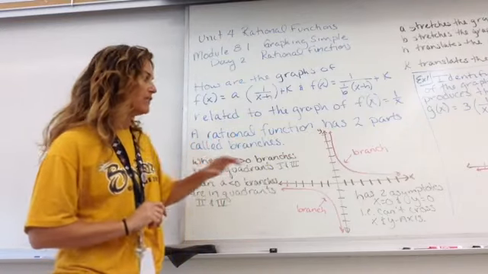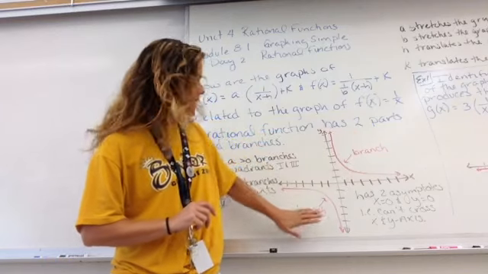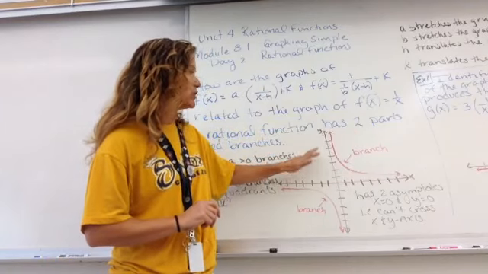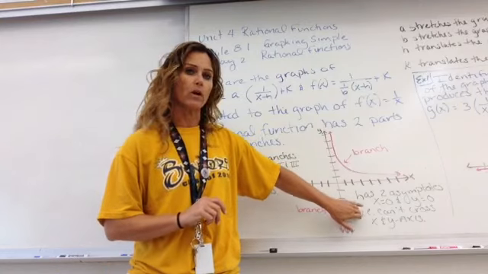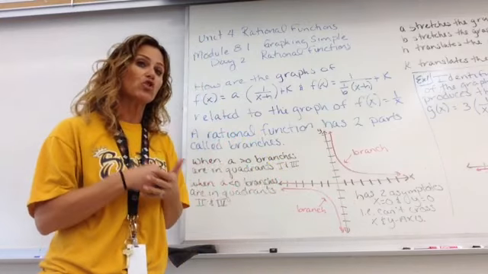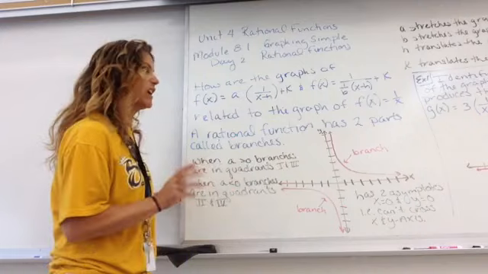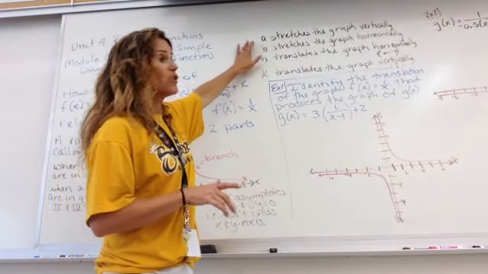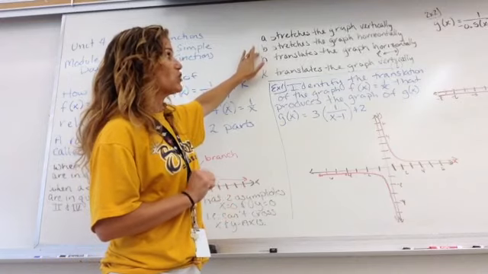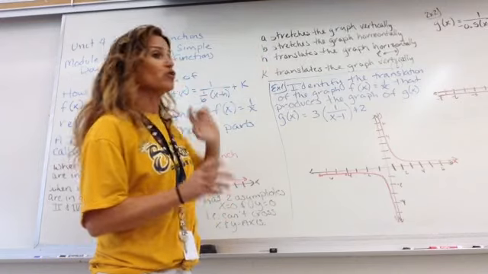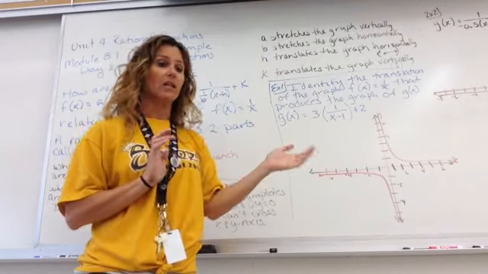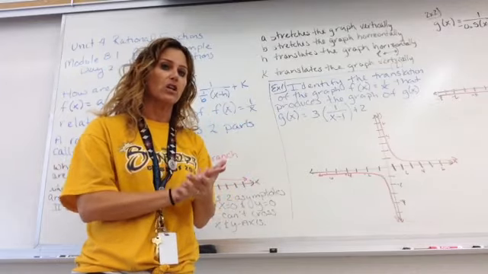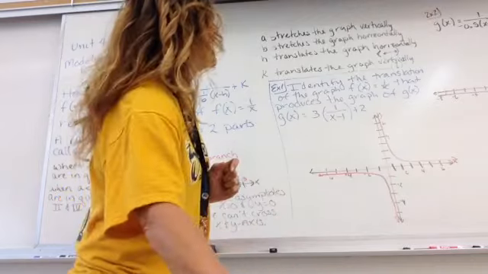When A is positive, the branches will be in quadrants 1 and 3. When A is negative, they will be in quadrants 2 and 4. Now, the asymptotes will change on our H and K's. H and K are going to change our asymptotes. So again, A stretches the graph vertically, B stretches the graph horizontally, H translates the graph horizontally, and K translates the graph vertically. This is the same for every function. So hopefully you guys are starting to get that down.